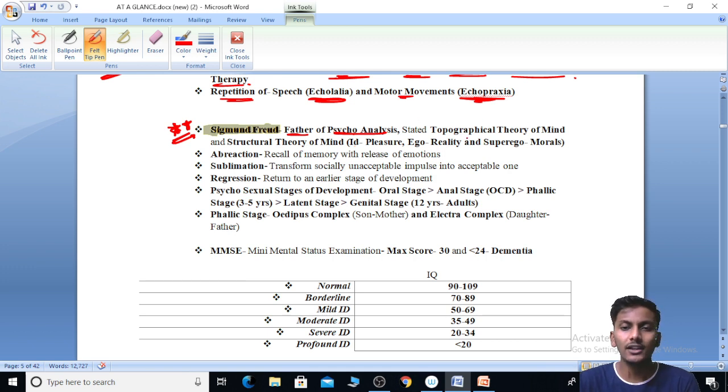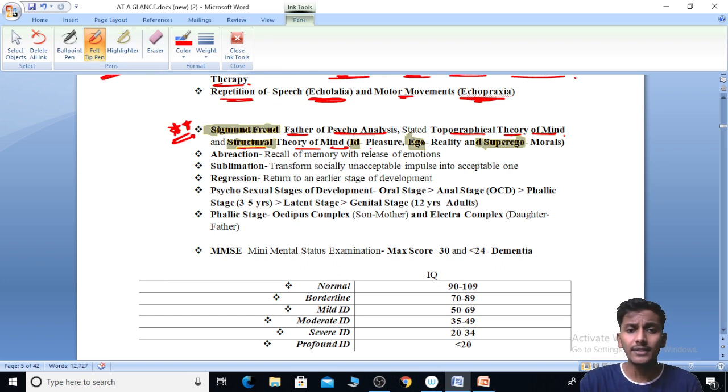He also stated the topographical theory of mind, and also gave the structural theory of mind. Which two theories did Sigmund Freud give? First, the topographical theory, and second, the structural theory of mind. According to the structural theory, he divided the mind into three parts: id, ego and superego.